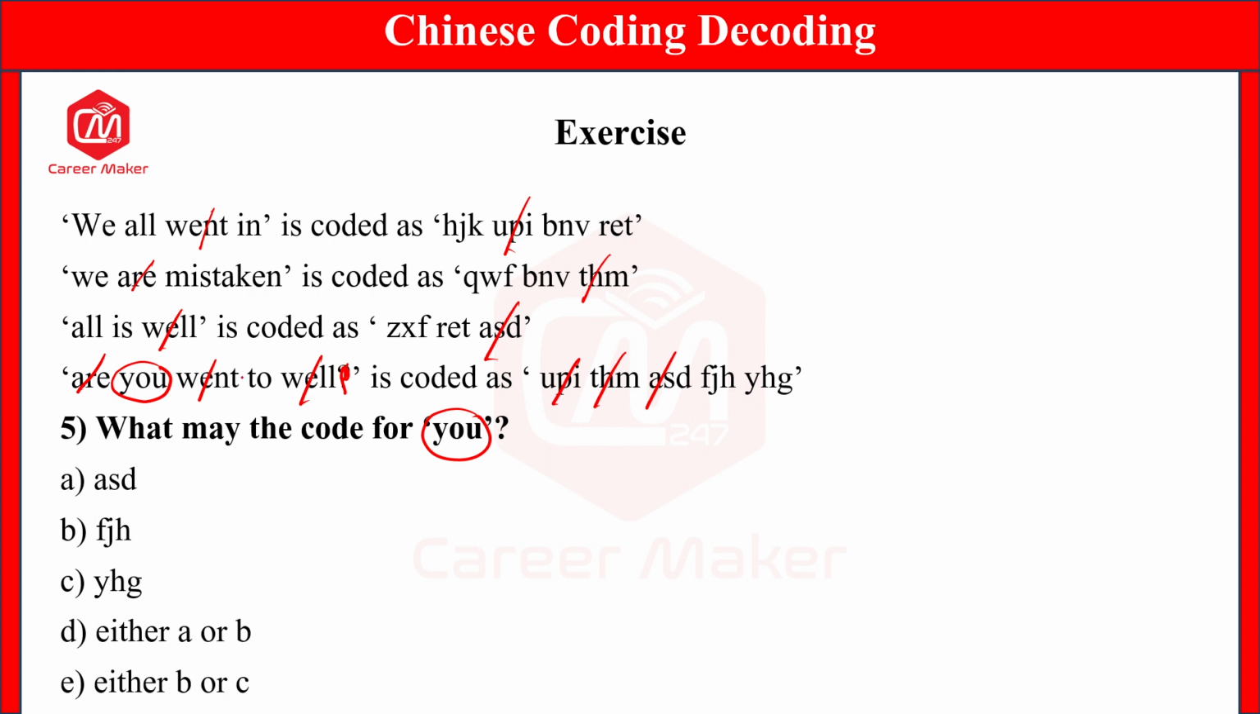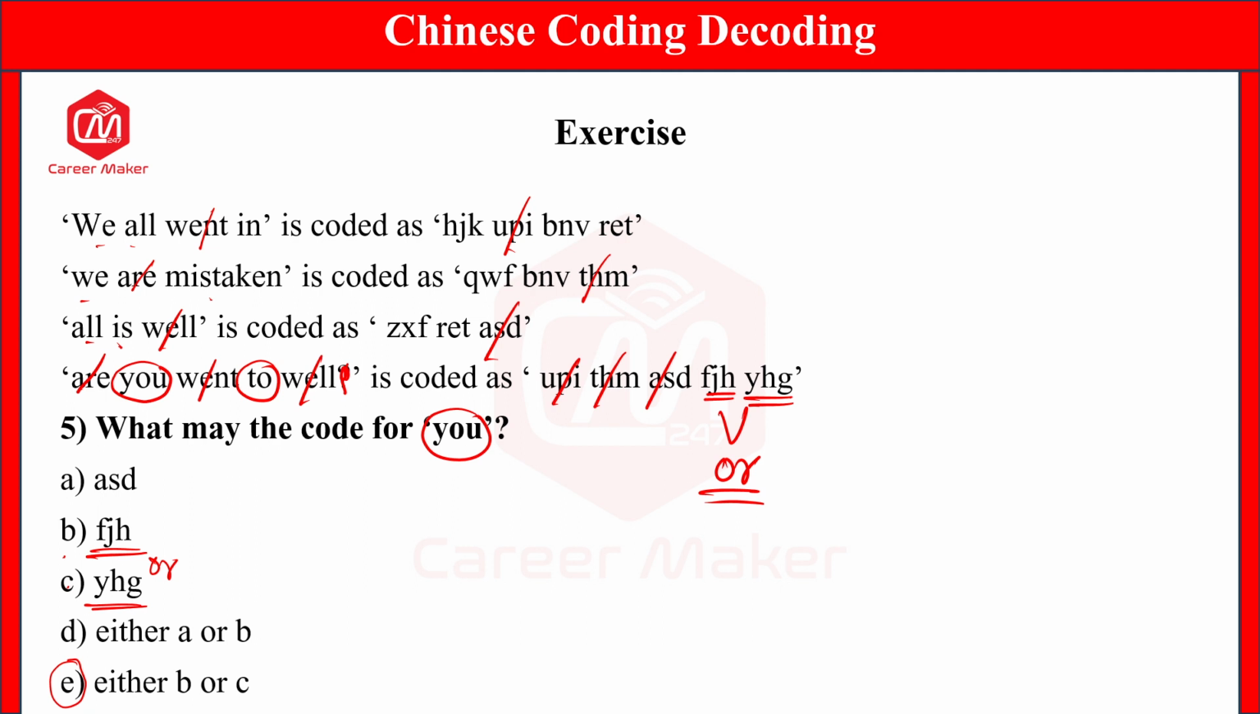Hence, what are the remaining words for us which we can find for you? That is FJH and YHG. It means there are 2 possibilities. We are unable to eliminate now because U is not repeated anywhere in these lines. So there are 2 possibilities and it will be either or. Either it will be FJH or it will be YHG. So B or C option will be the right choice.